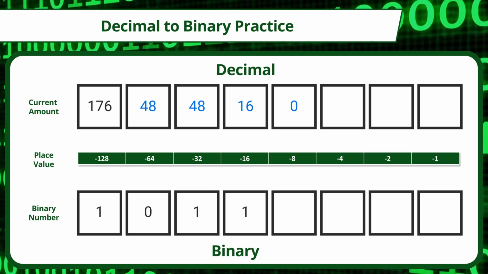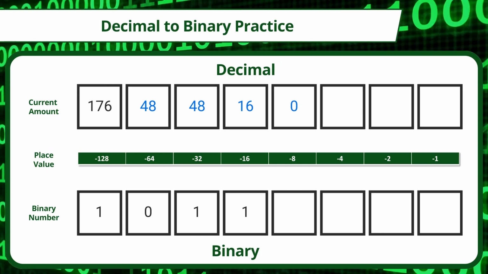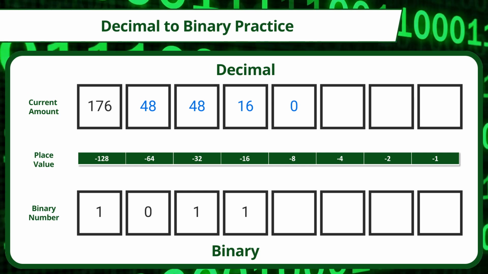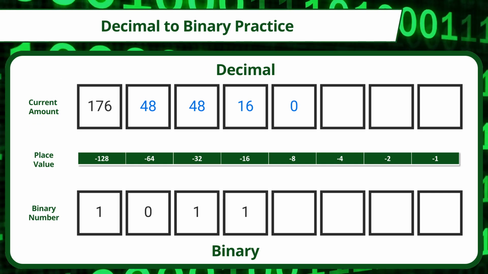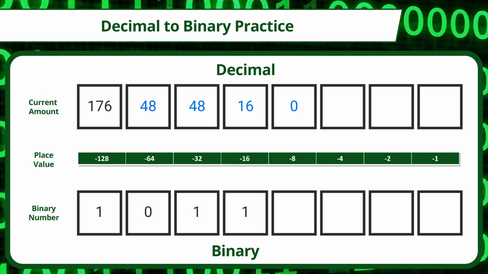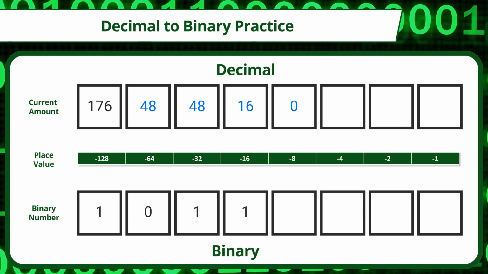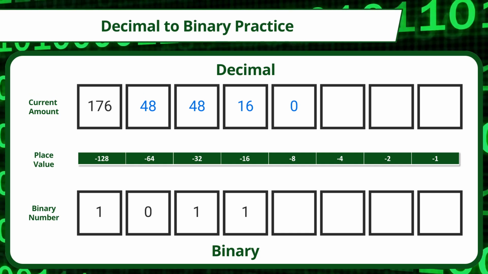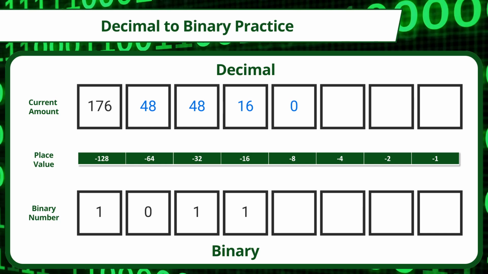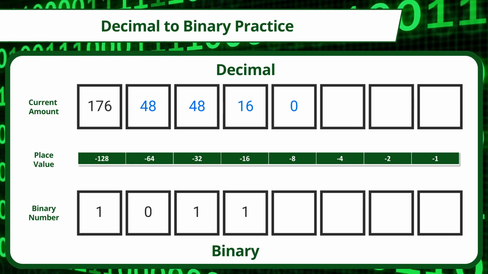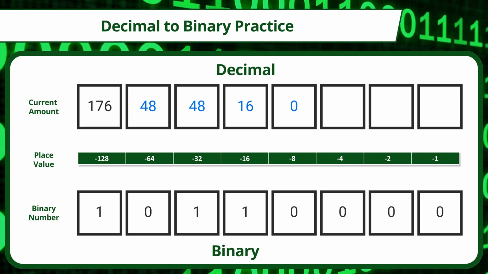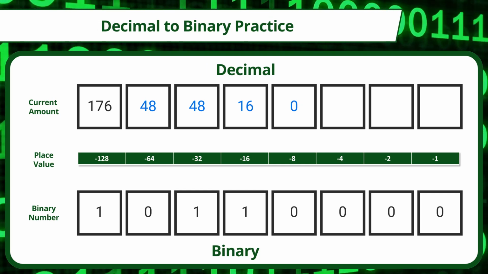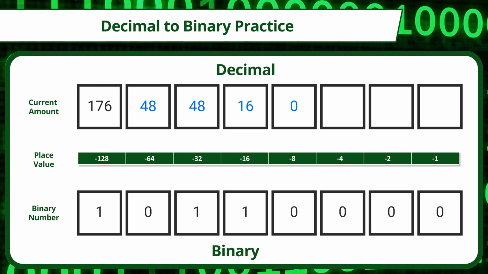Now, here is something helpful to know. Once your current decimal amount hits 0, you are essentially done. From this point forward, every remaining binary digit will be 0. No more comparisons or subtraction is needed. You have used up the entire decimal value, so all the remaining binary bits are just placeholders. So the final 4 place value columns, which are 8, 4, 2, and 1, will all be set to 0. After using this helpful trick, we discover that the decimal value 176 in binary is 1011, followed by 4 zeros.